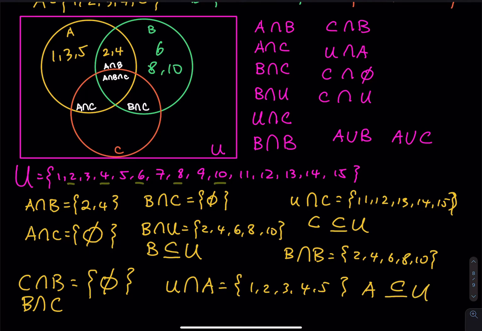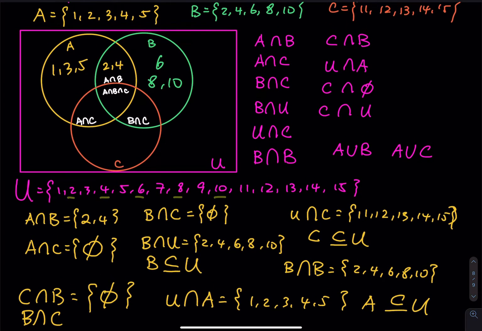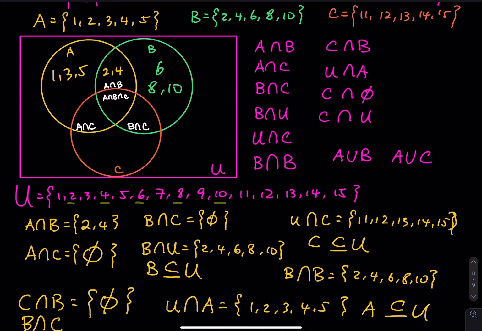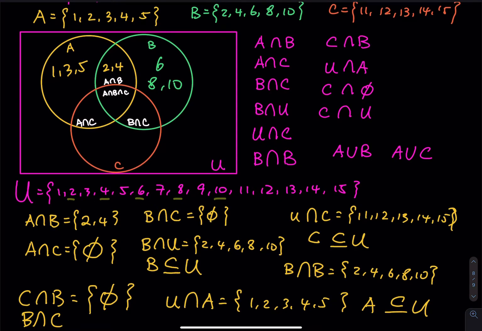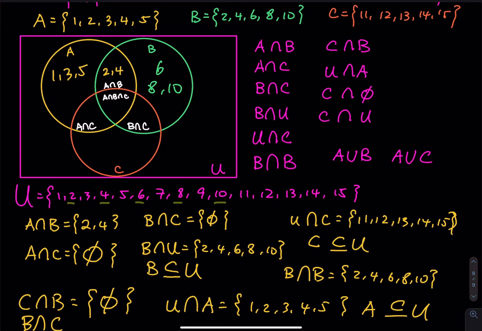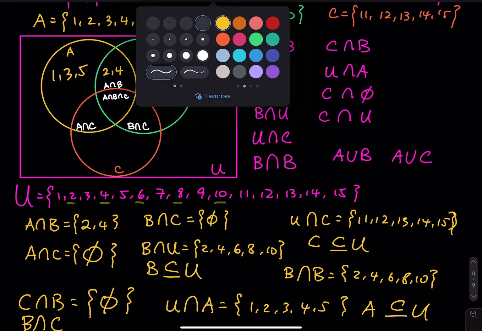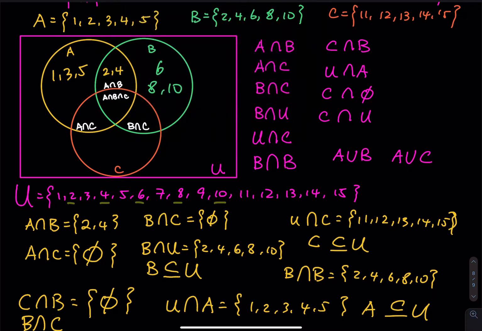Okay, and then the next one we have is C intersection empty set. C intersection empty set, we are doing this one right now. C and empty set, so that means C itself. Just C: 11, 12, 13, 14, and 15. Just C itself.